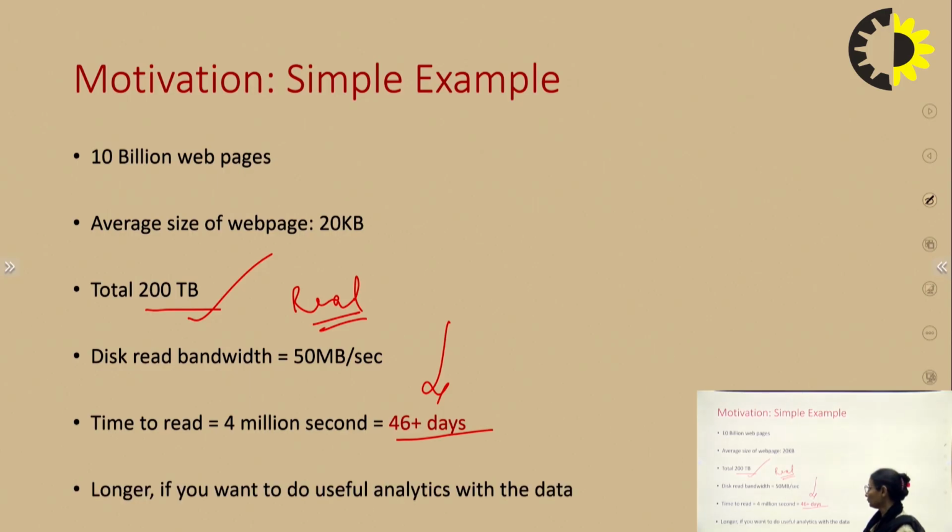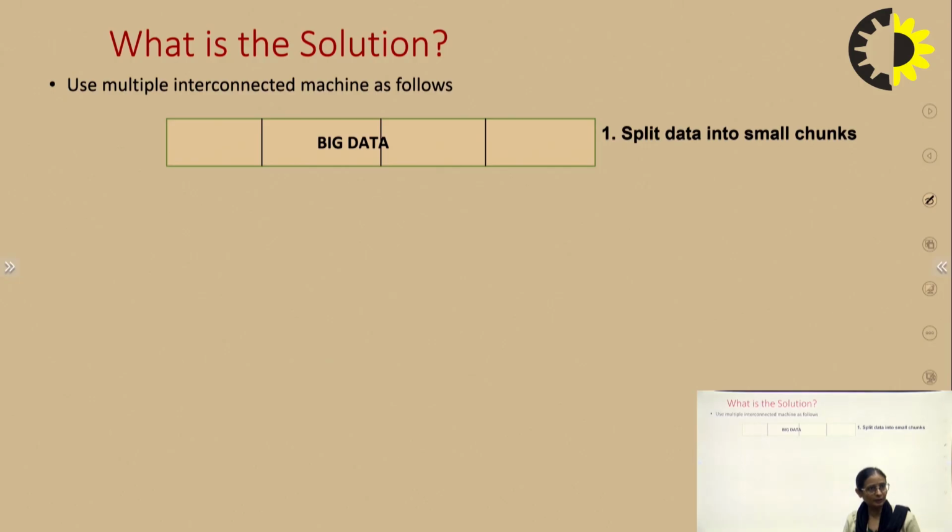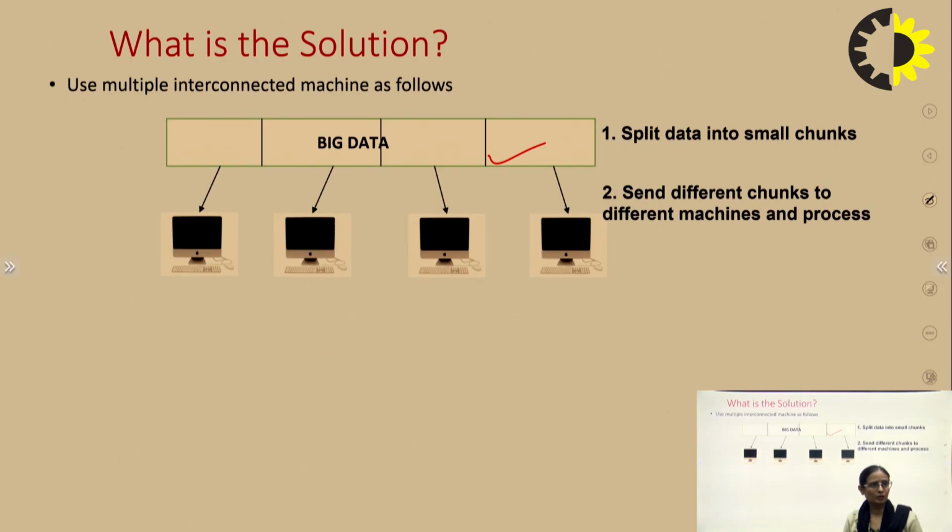So if we use traditional systems, they are not useful for data analytics. So what is the solution? The solution is to use multiple interconnected machines. For example, we have the big data. We will split this data into small chunks, and we will distribute this data to different nodes.